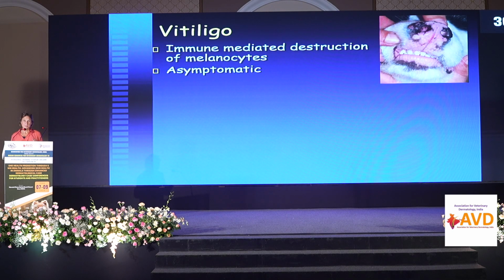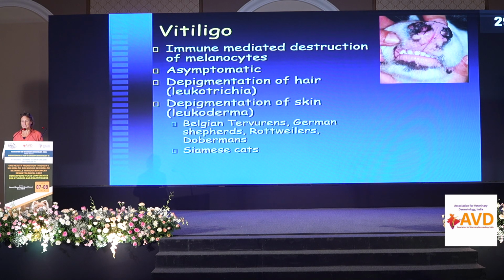Then another possibility is vitiligo. Vitiligo is an immune-mediated disease where the melanocytes are targeted, but compared to other immune-mediated diseases, it's largely asymptomatic in the sense that you don't have other clinical signs associated with the classic immune-mediated disease.